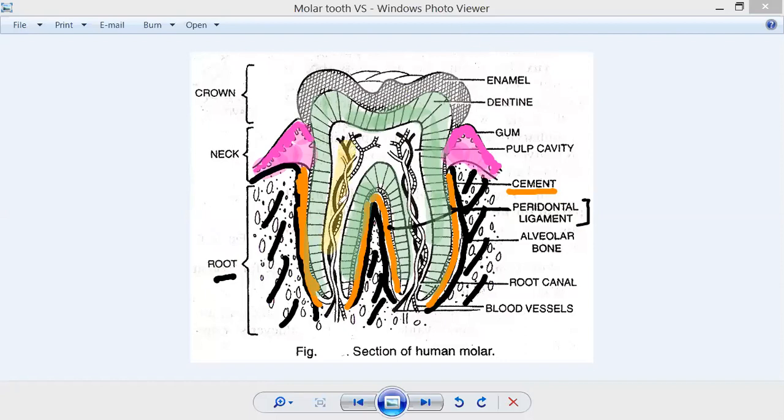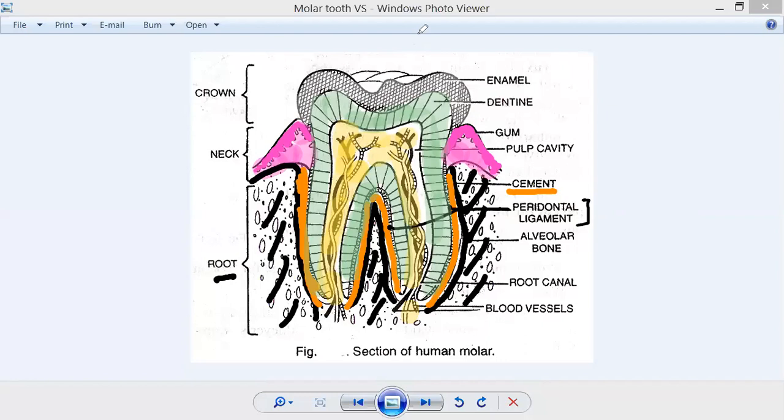And the part which I am drawing in light yellow, this is basically the living part of the tooth. So this is called the pulp cavity. Understand? So this is the drawing given in your book. I have taken a shot of this, and I will also draw one so that you can understand.